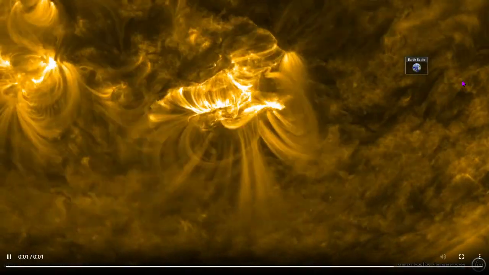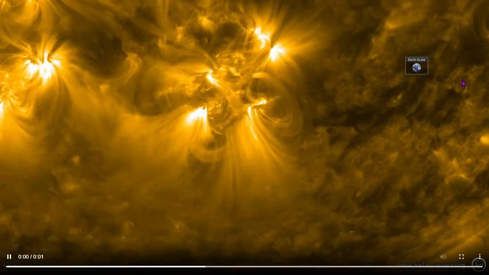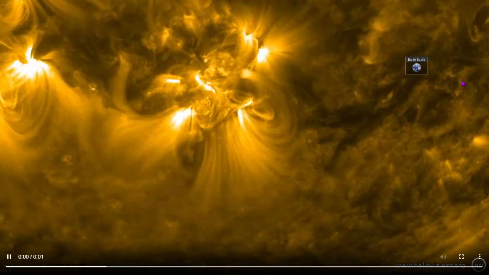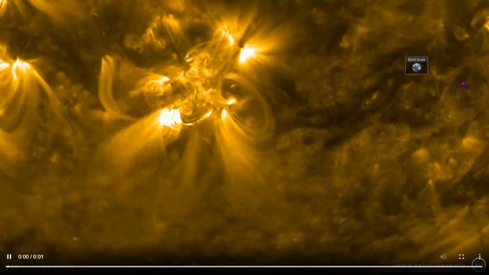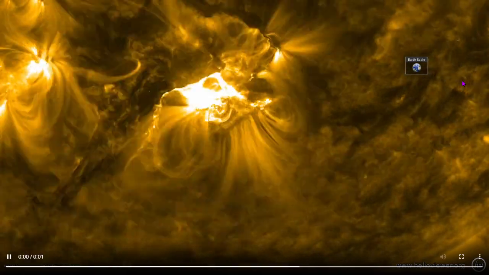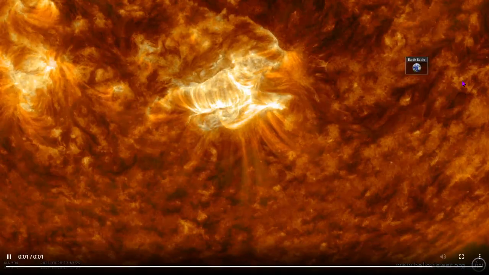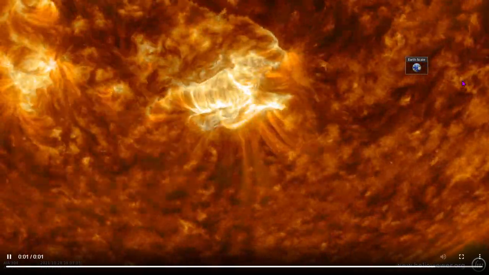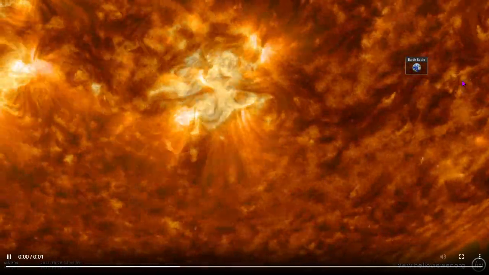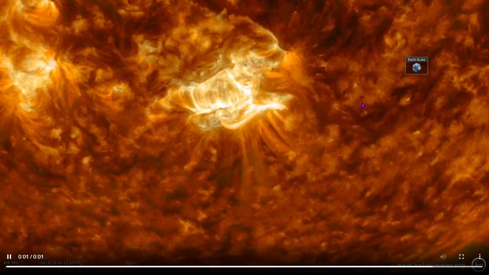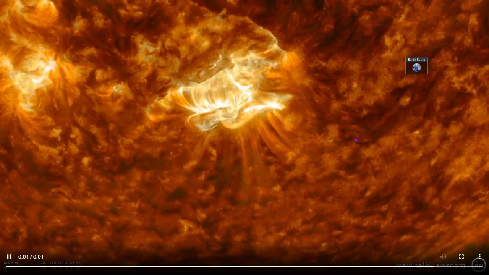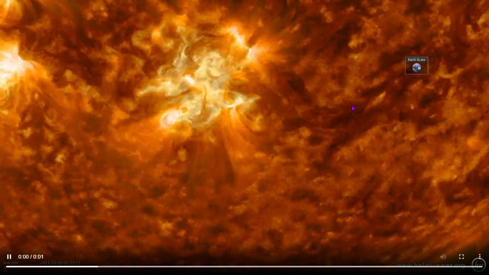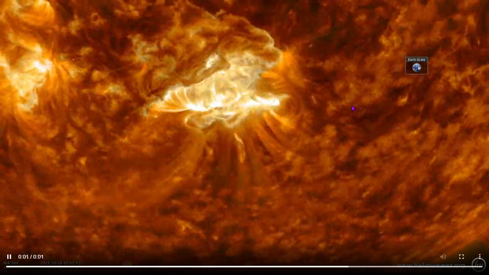Here's 171 angstroms. Spectacular filamentary structures showing up there during those flaring moments. Here's a composite. This is one of my favorite composites, 304 and 171.